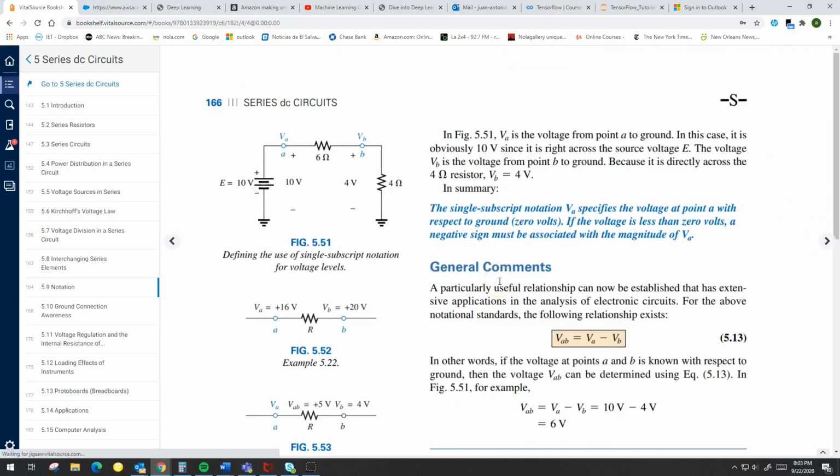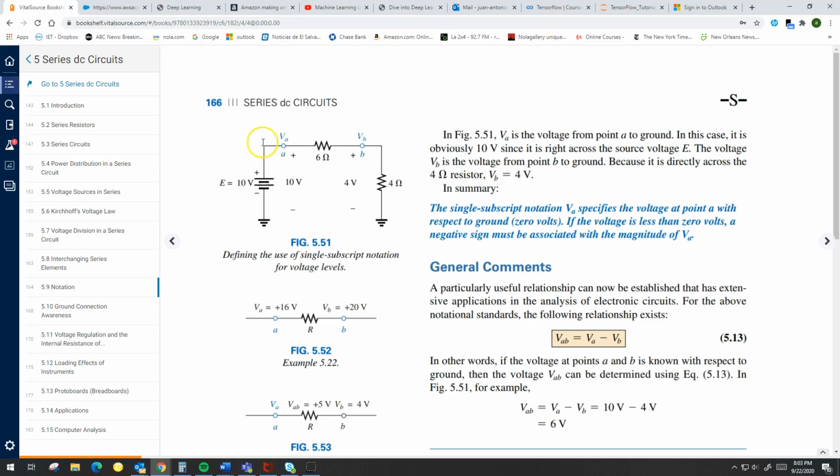Okay? Because in single subscript notation, like if we look at this circuit here, right? Let's look at the double subscript notation as we explained it before. So we have VAB, right, which will be the voltage from A to B, or the voltage A with respect to B. You can do the same thing here.